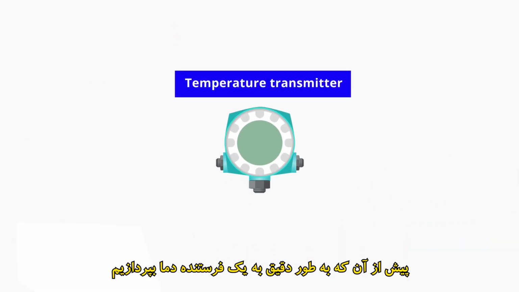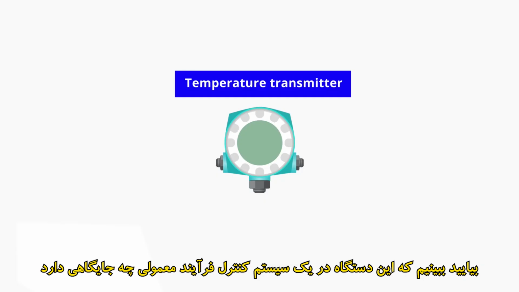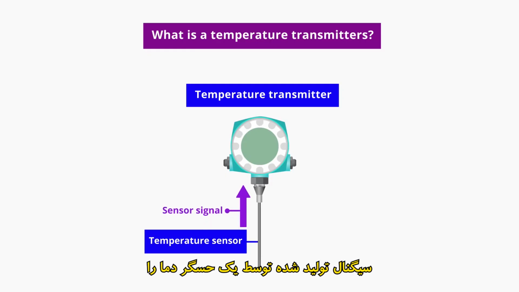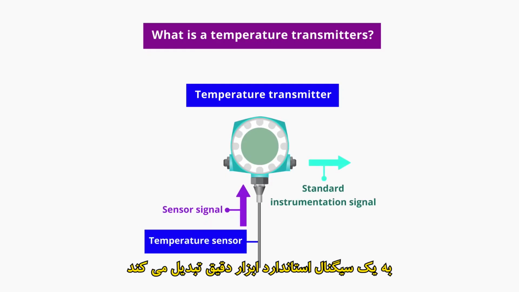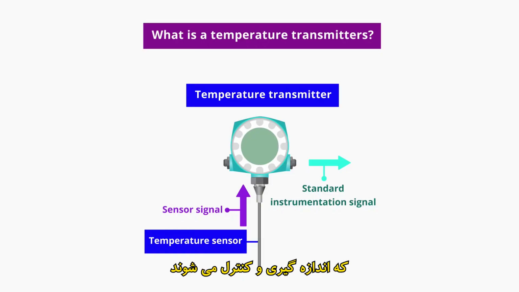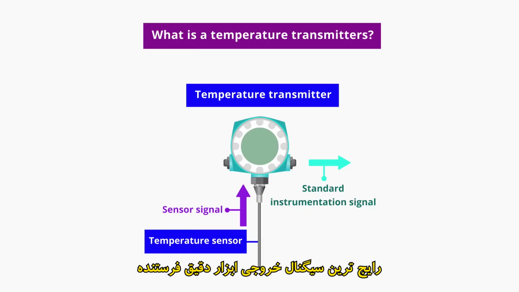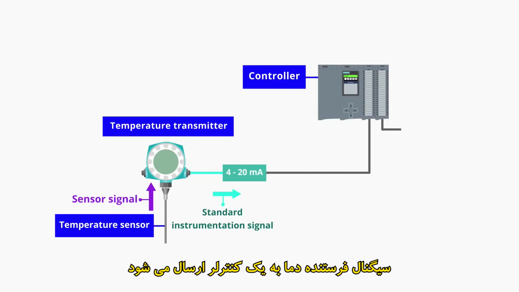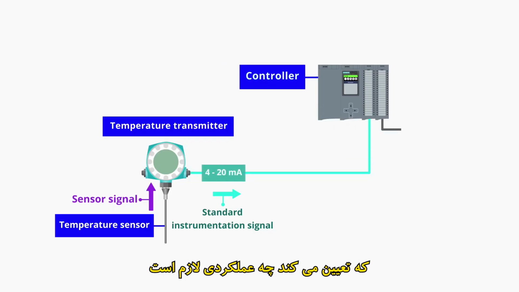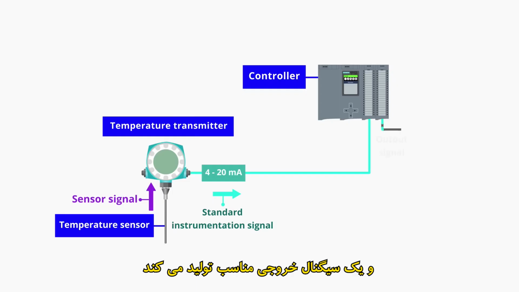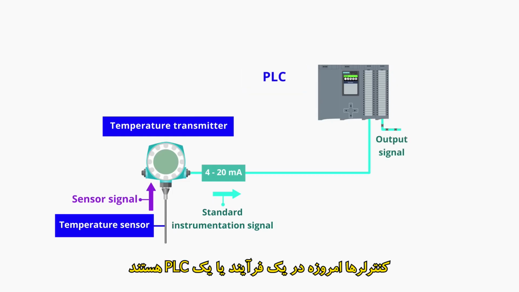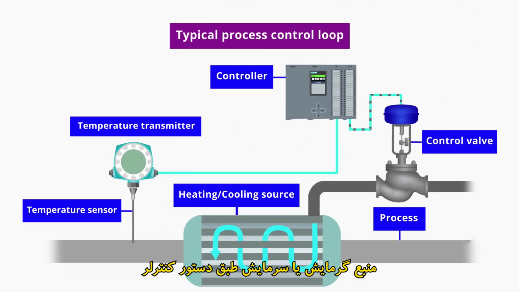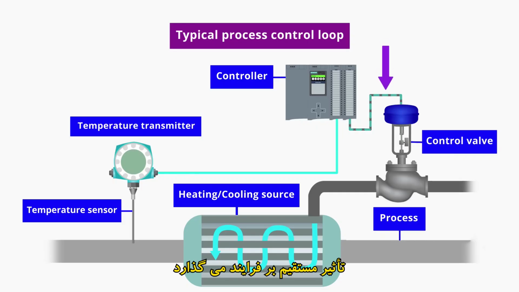Before we look at a temperature transmitter in detail, let's look at where it fits in a typical process control system. A temperature transmitter is a device that converts the signal produced by a temperature sensor into a standard instrumentation signal representing a process variable temperature being measured and controlled. The most common transmitter instrumentation output signal is 4 to 20 milliamps. The signal from the temperature transmitter is sent to a controller that determines what action is required and generates an appropriate output signal. Controllers are either a PLC or a DCS in process control today. The heating or cooling source exerts a direct influence on the process as directed by the controller.